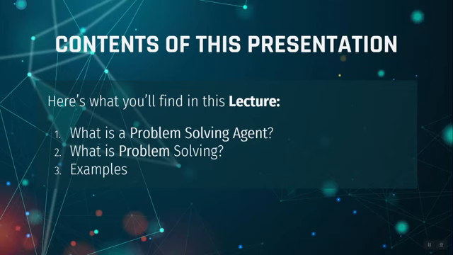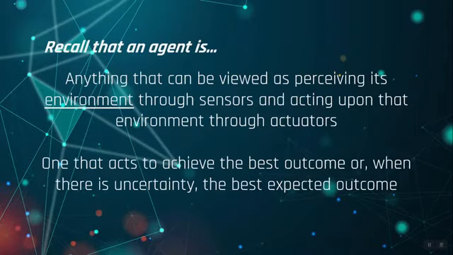So let's first recall what an agent is based on our previous lecture. An agent is anything that can perceive its environment through sensors and affects its environment using actuators. We'd also looked into various properties of environment, but for now, we'll just focus on environments that are fully observable, discrete, and deterministic. So note that our agent's primary goal is to achieve the best outcome, or if not possible, the best expected outcome.